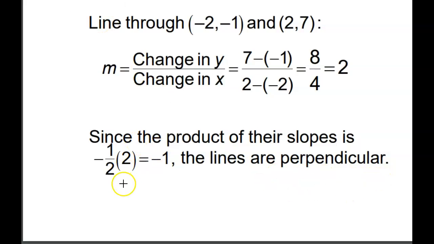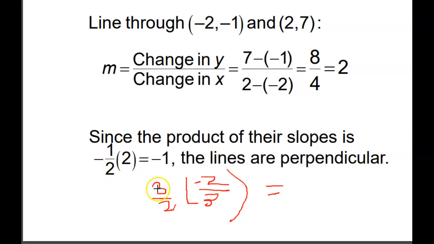If I had 3/2 as the slope of one line, and then I had -2/3 as the slope of another line, if I multiply those together, 3 times -2 is -6, and 2 times 3 is 6. I do indeed get -1.